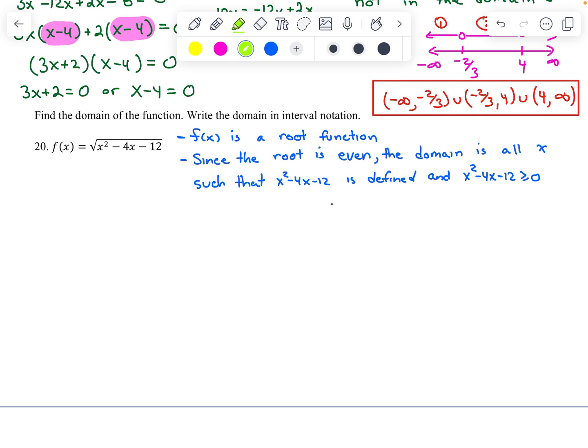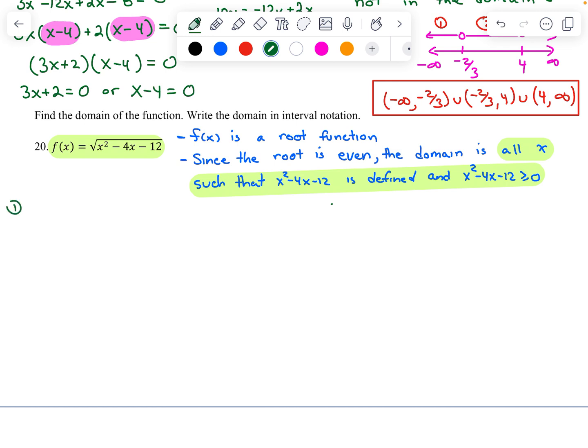Let's begin. In this example we have the root function f of x is equal to the square root of x squared minus 4x minus 12. And since the root is even, the domain is all x such that x squared minus 4x minus 12 is defined and it is greater than or equal to 0.